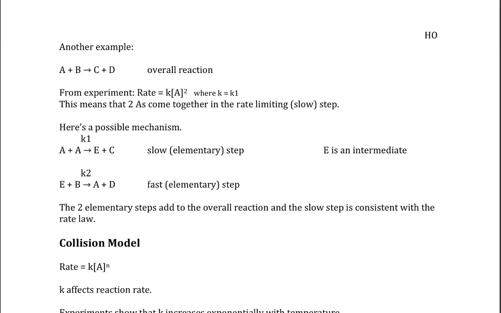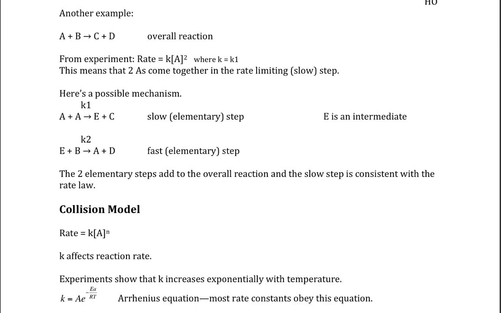Here's another example. A plus B yields C plus D. That's the overall reaction. Let's say that we are told that it is second order with respect to A. So what that means is rate equals Ka squared. That's what we got from the experiment. So this means that 2 A's come together in the rate limiting, in the slow step.